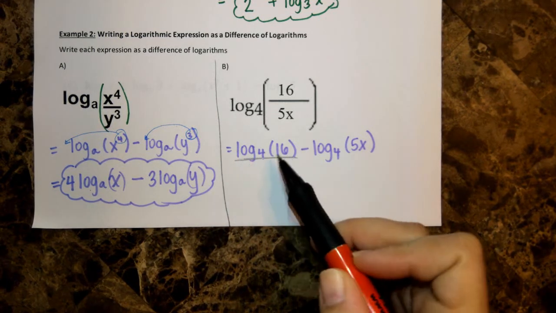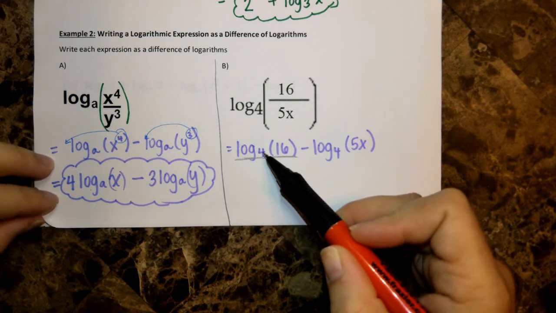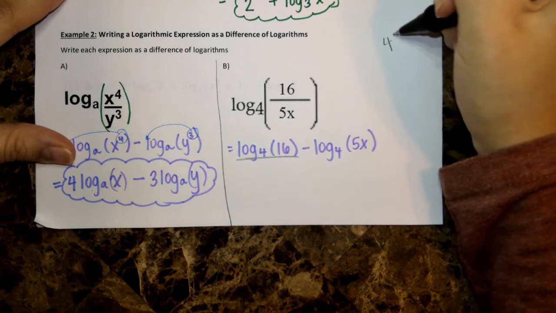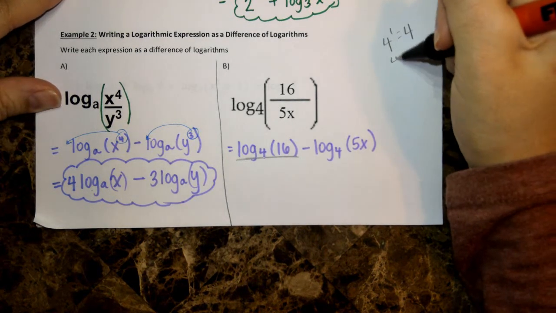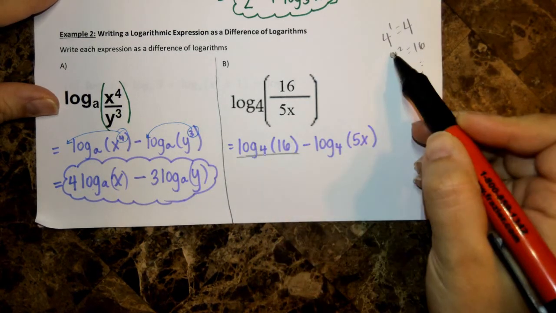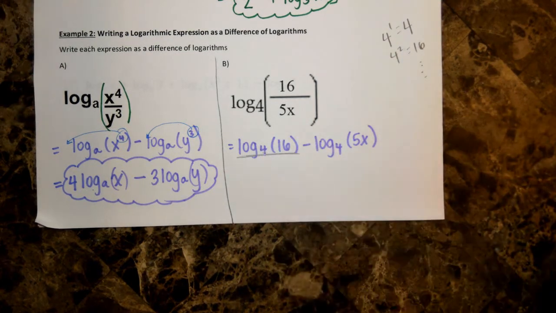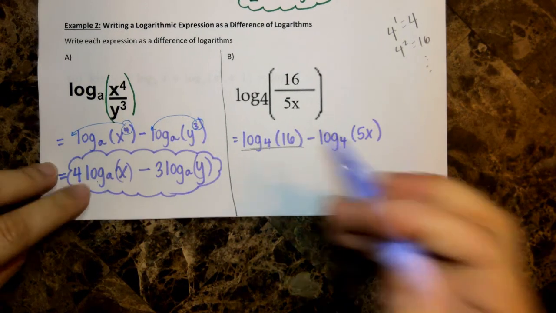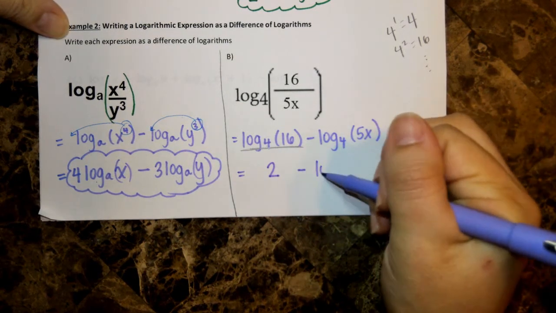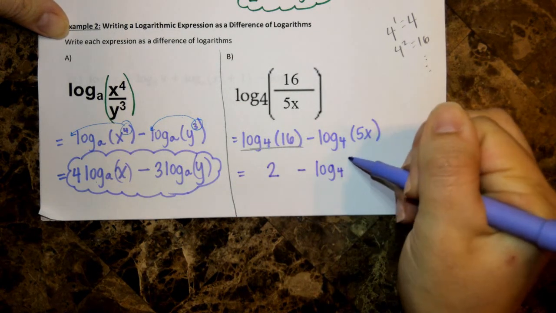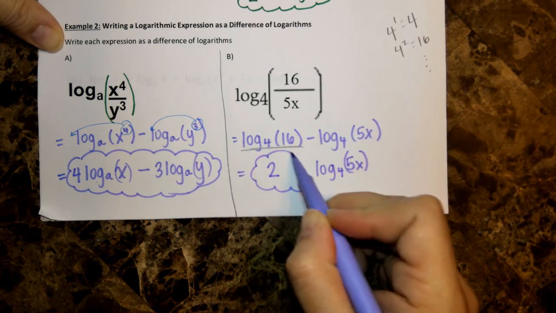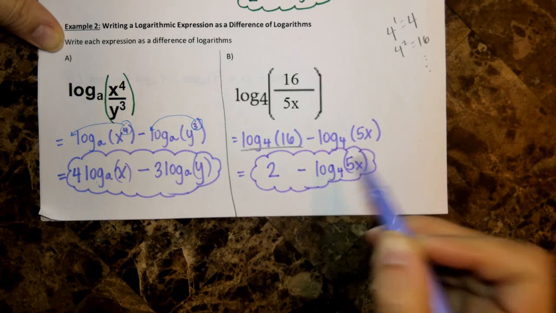Log base 4 of 16, all that means is just asking us 4 raised to what power is going to give us 16. Well, if you know your powers of 4, 4 to the first power is 4, 4 to the second power is 16, and so on. So log base 4 of 16 is just 2, because this is just saying 4 to the second power is 16. So I'm going to go ahead and rewrite this as 2 minus, and I don't know what log base 4 of 5x is. We don't know what x is. We don't know that value. And so I can leave it as is. And this would be our fully simplified answer.